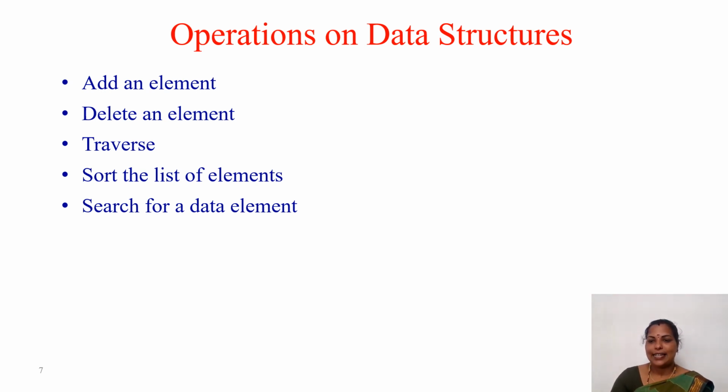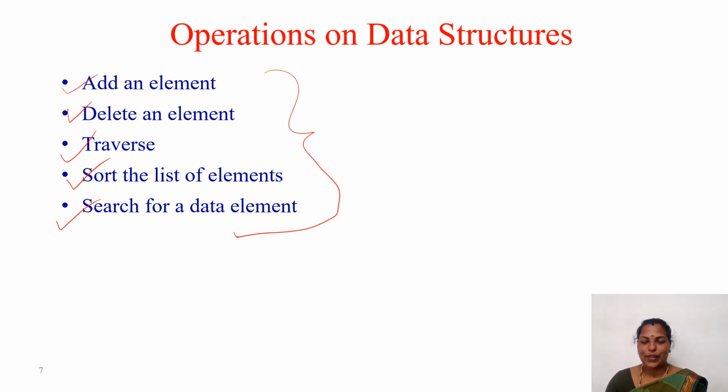Then operations on data structures. We can perform these operations on any of the data structures, like adding an element. The first exercise is the implementation of array and different operations on array. In the array, you will perform these operations: adding an element, deleting an element, traversing the array, sorting the list of elements, and searching for a data element. All these operations we can perform with any data structure, whether it is simple, compound, linear or non-linear. These are the basic operations on data structures.